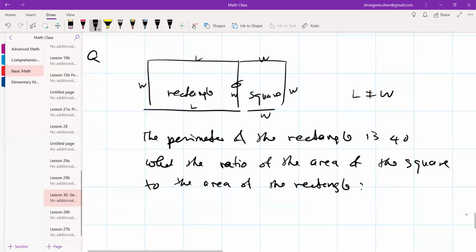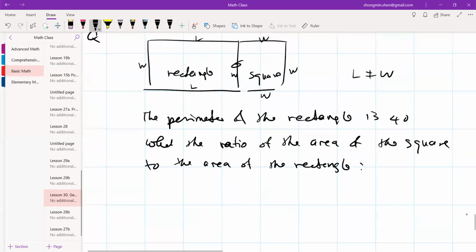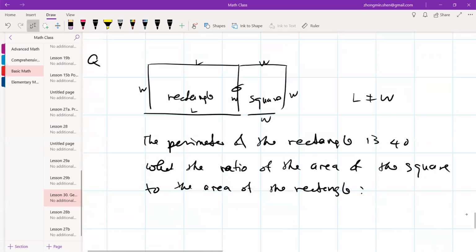Can you solve the problem? Find the ratio of the area of the square to the area of the rectangle. Joshua, we'll call this problem. It's 40. And then what is the ratio of the area of the square to the rectangle? Yeah, a square and a rectangle share one side of length 6. Come on, I know this.